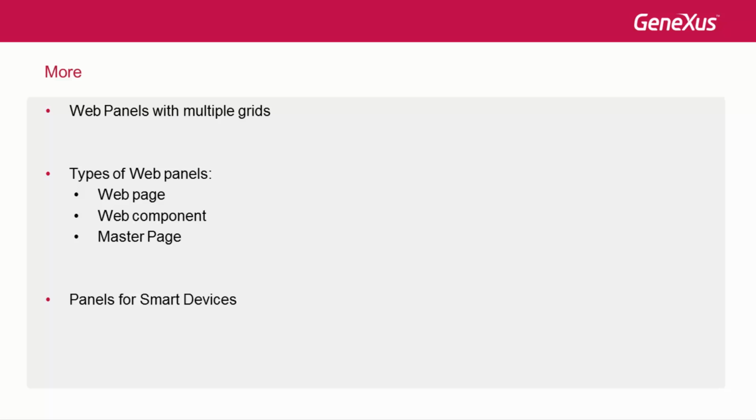It's possible to implement web panels with multiple grids, either parallel or nested. It's similar to having parallel or nested for eaches. There are 3 types of web panels. These videos have shown us only the web page type, but there are web panels that may be defined as components for cases where we need to repeat a part of a page in multiple web panels. When we define it as component, we can insert it in other objects with web screen.